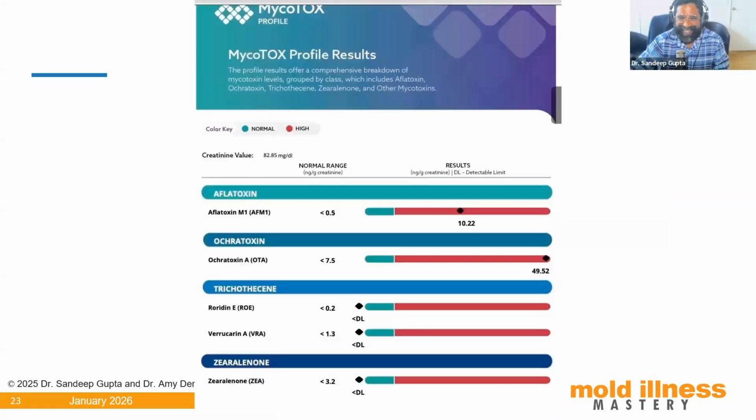So let's go to the next slide. So this is just more of that same, just so you could see the mycotox panel. These are just those same markers, and some of them that are normal. If you could just show the next slide.